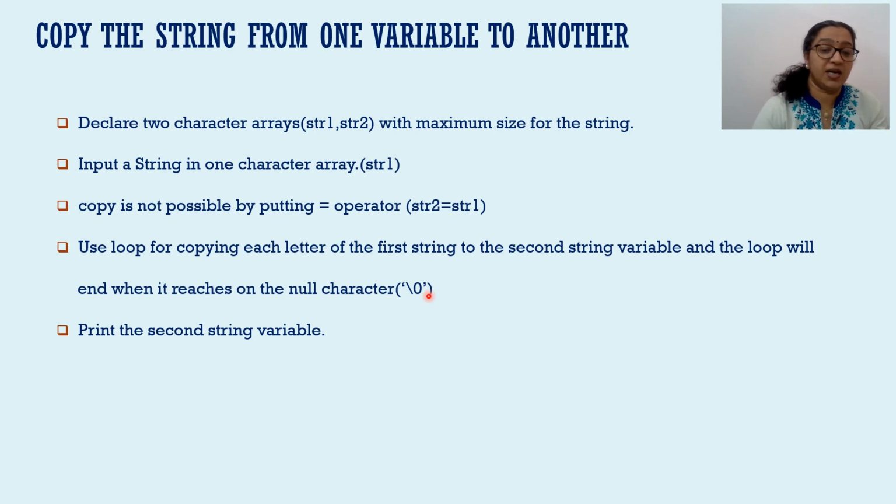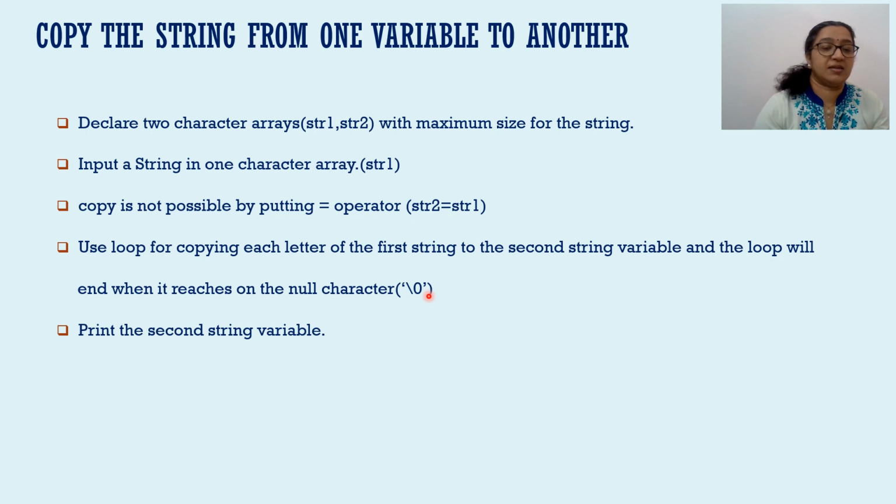So why are we using a loop here? We want to copy letter by letter from str1 to str2. The letter at str1's 0th position we want to copy to str2's 0th position. Like that we want to copy all the letters one by one. The same copying process is repeating, letter by letter. So we need a loop. From the 0th position to the \0 position, we want to copy from str1 to str2. So this is the main step for copying.